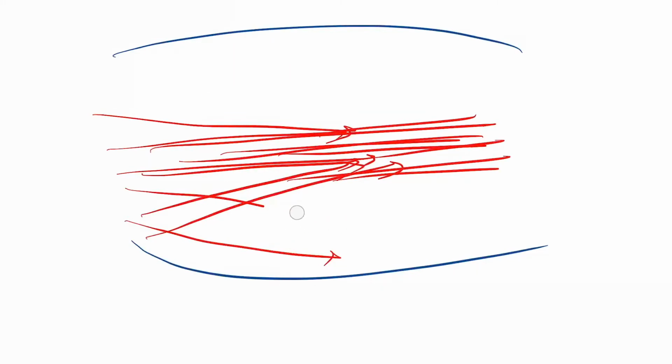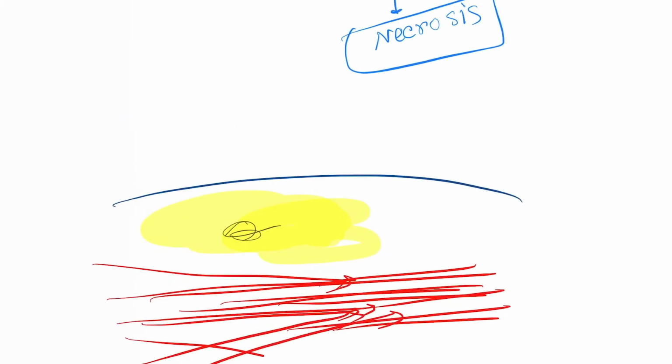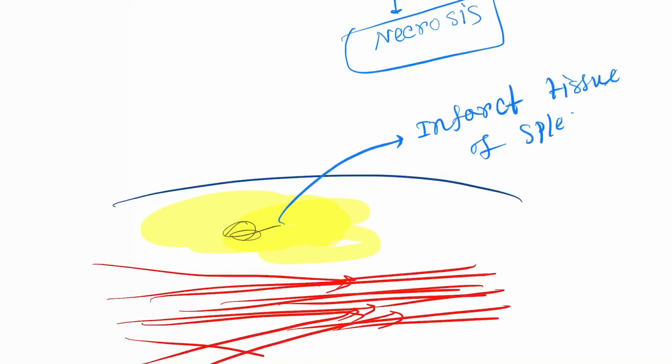Okay, what will happen then? Then in those areas the necrosis will occur due to inadequate blood supply. Suppose this is the area, so this area will be called as infarct area, infarct tissue of spleen.